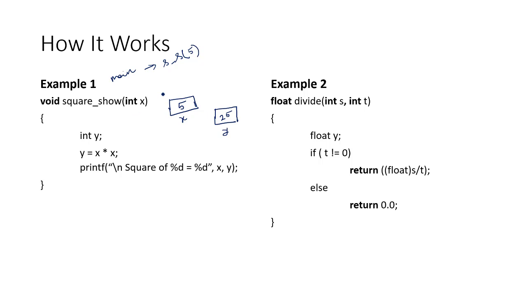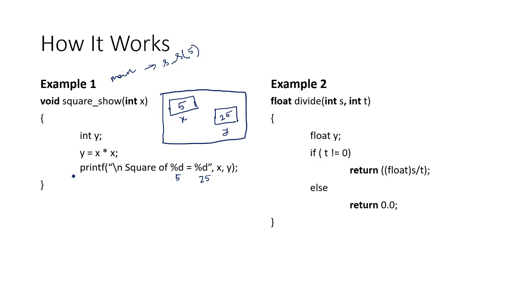One thing you need to remember right now: these two variables, x and y, will be available to the square show function only. They will not be available to the main function. The reason will be clear to you later. Next, it will print the statement: square of x, that is 5, is equal to y, that is 25. So that will be my printf statement.